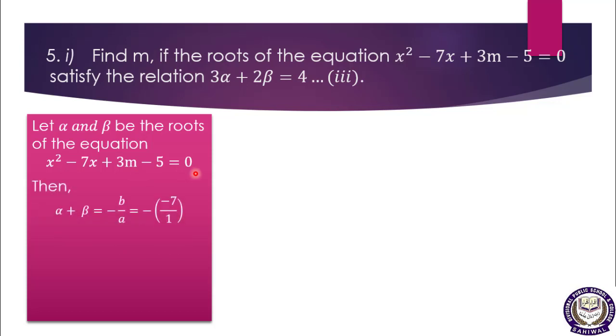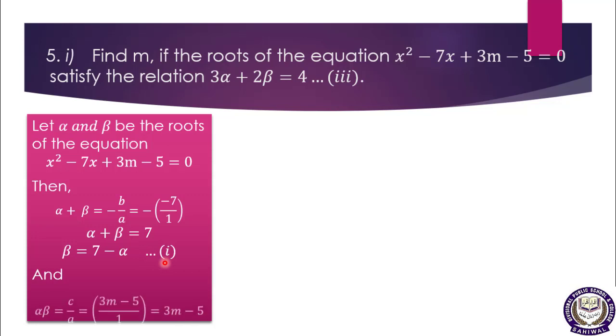Then the sum of roots will be alpha plus beta is equal to minus b over a, where b is equal to minus 7 and a is equal to 1. On simplifying, we get alpha plus beta is equal to 7. Or we can write it as beta is equal to 7 minus alpha. We call this equation 1.